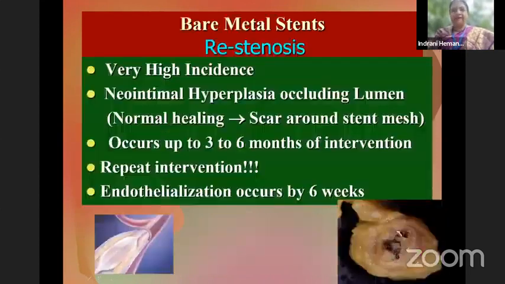Coming to bare metallic stent, the incidence of restenosis is extremely high with BMS. The neointimal hyperplasia, including the lumen, is bound to occur, and it starts by 3 days. And it can occur up to 3 to 6 months of intervention, which means the patient can come for a repeat intervention. Endothelialization starts occurring immediately, and it occurs over a month or 6 weeks.